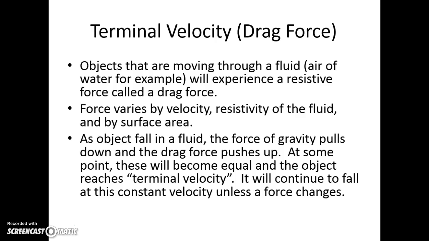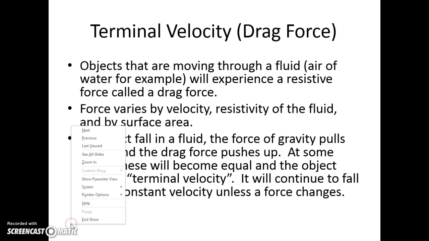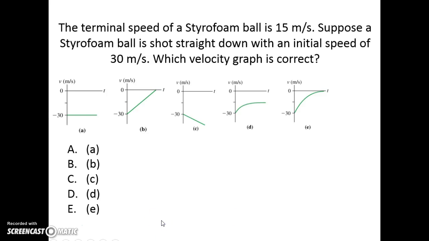for example, if we think about falling in the air, will equal the force pushing up. And when that happens, we reach what's called a terminal velocity. The object then will continue to fall at that constant velocity. It won't speed up or slow down because the forces are balanced. You have an equal up and down force. So that's the idea behind a drag force and terminal velocity.